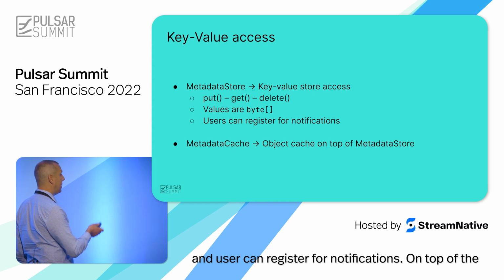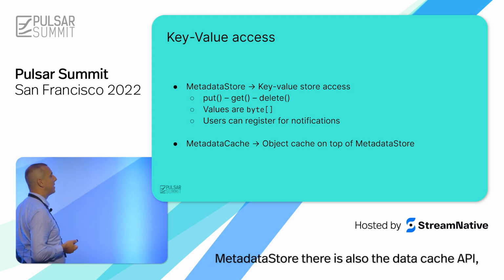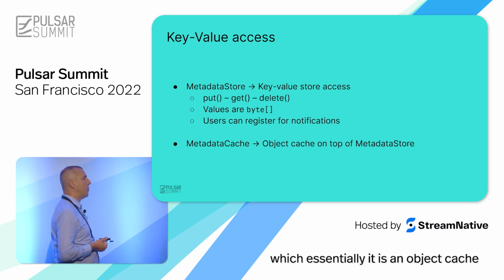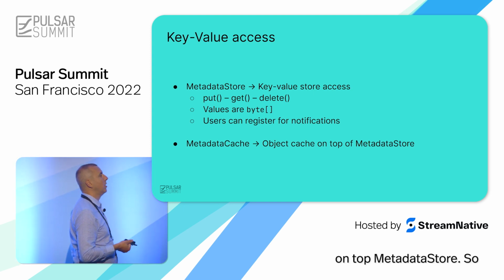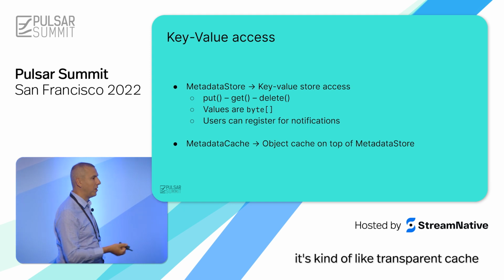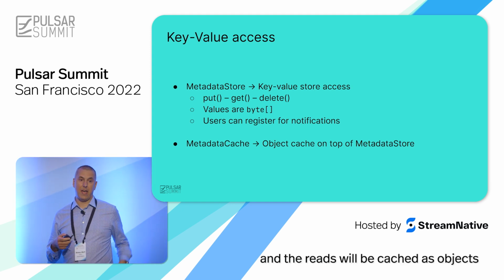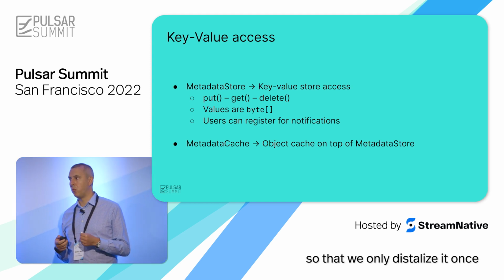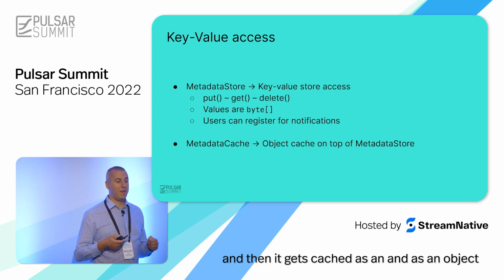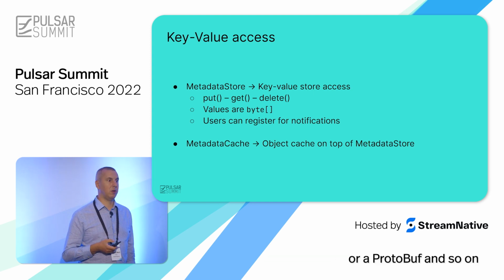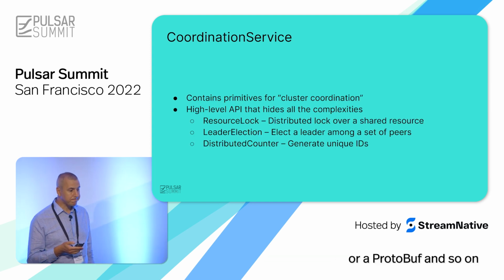On top of the metadata store, there is also a metadata cache API, which essentially is an object cache on top of the metadata store. So it's a transparent cache. You can do writes and reads, and the reads will be cached as objects, so that we only deserialize once, and then it gets cached as an object. Typically, it would be JSON, or can also be protobuf, and so on.